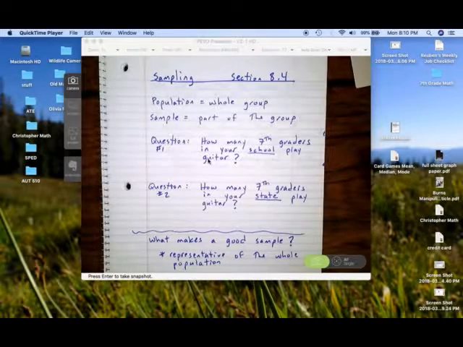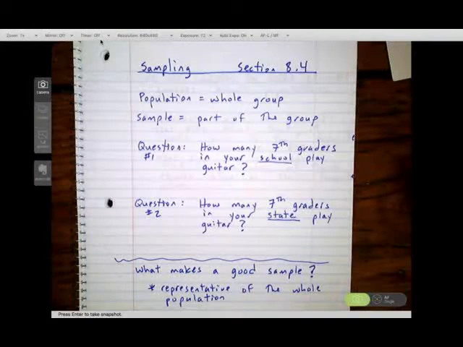Alright, here are the notes for section 8.4. And this section is all about sampling. And sampling is how we find out information about a whole population by asking a part of that population, or just a smaller group that's part of the whole population.